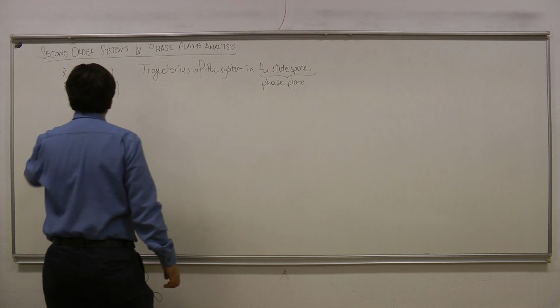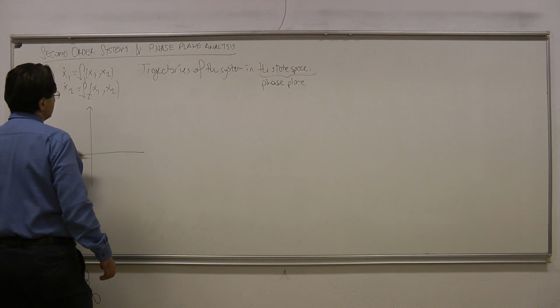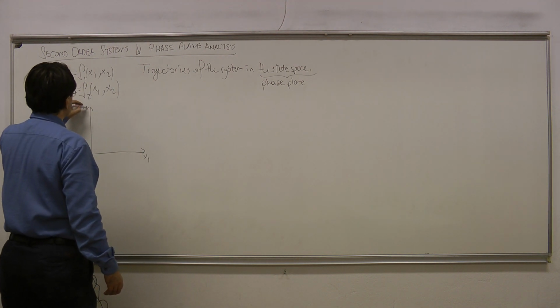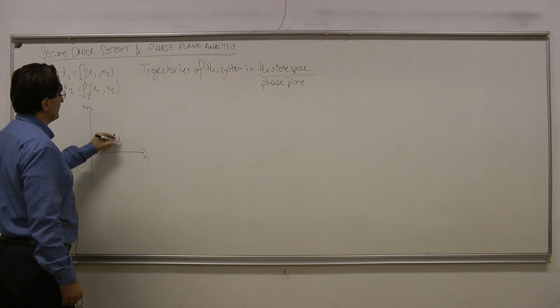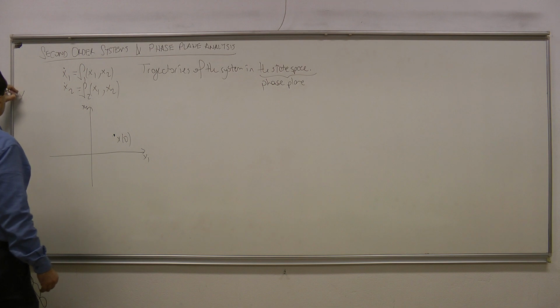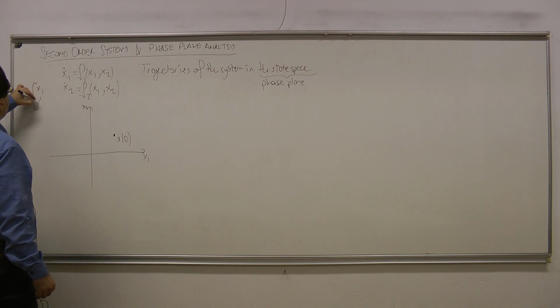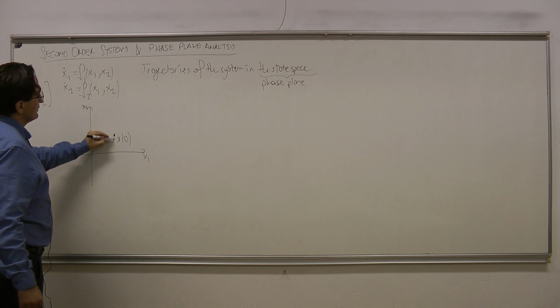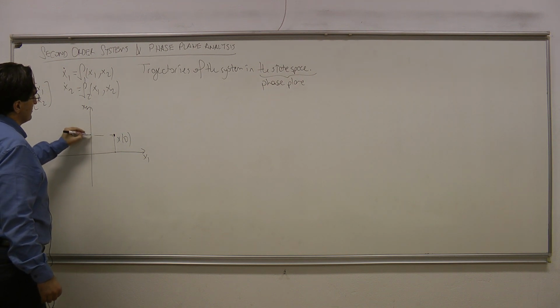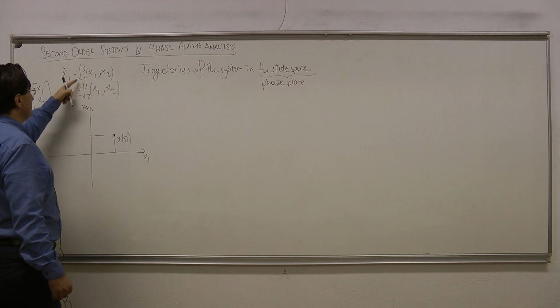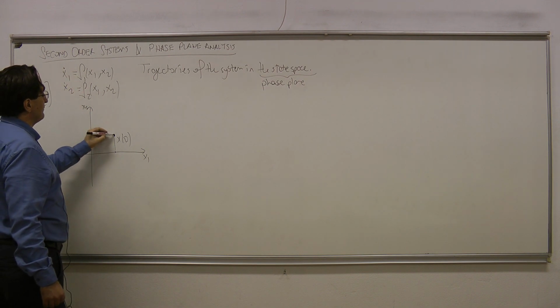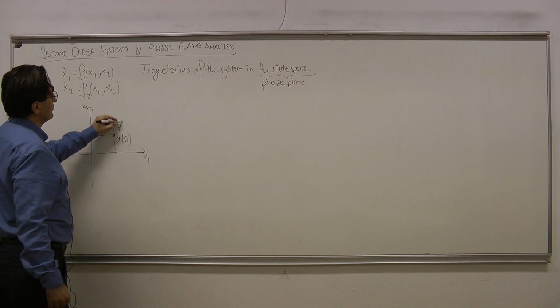So here I have my phase plane, x1, x2, and we can start the trajectory anywhere we like. This is my x0. Of course, I'm defining my state vector as x1 and x2. So this is my initial x1, and this is my initial x2. And then, depending on the functions f1 and f2, I would have a velocity vector.